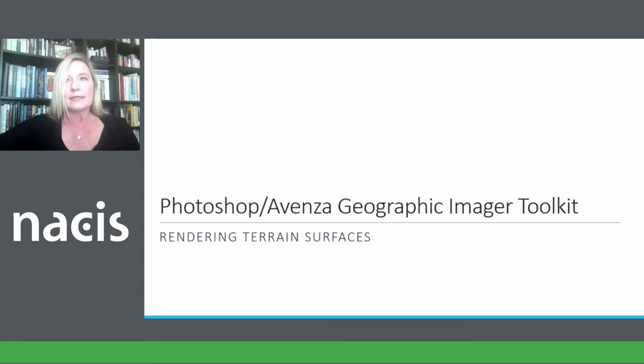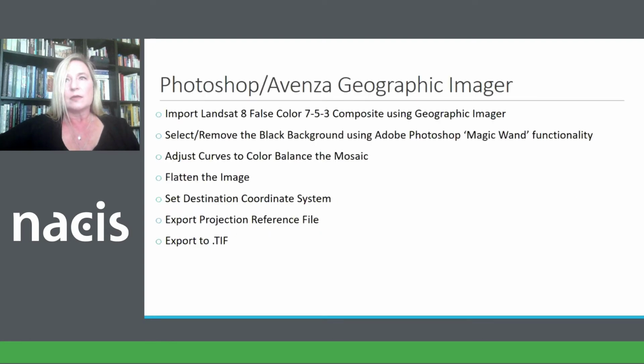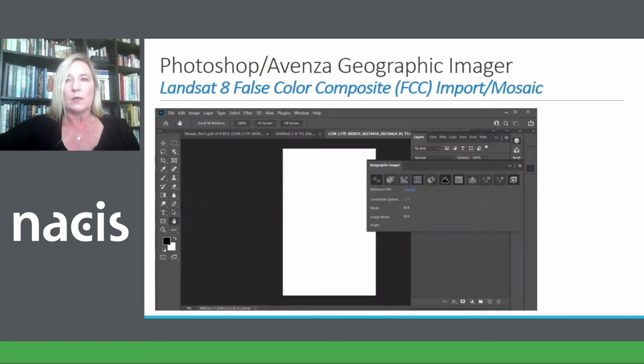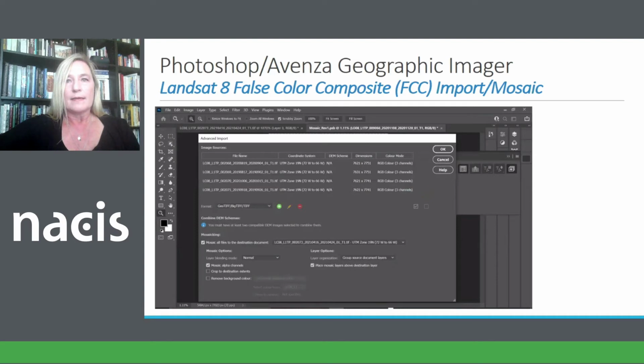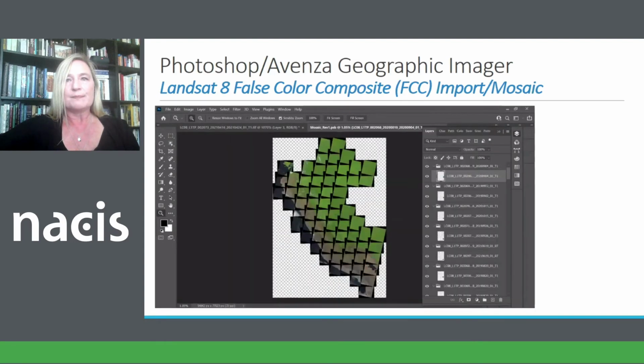So from there, I bring these surfaces into Geographic Imager, but not quite yet. First, I prep the Landsat data. So I start by prepping the false color 753 composite using Geographic Imager to import the data. And then I walk through the workflow here where I first import the data. I have the settings here, you can see.